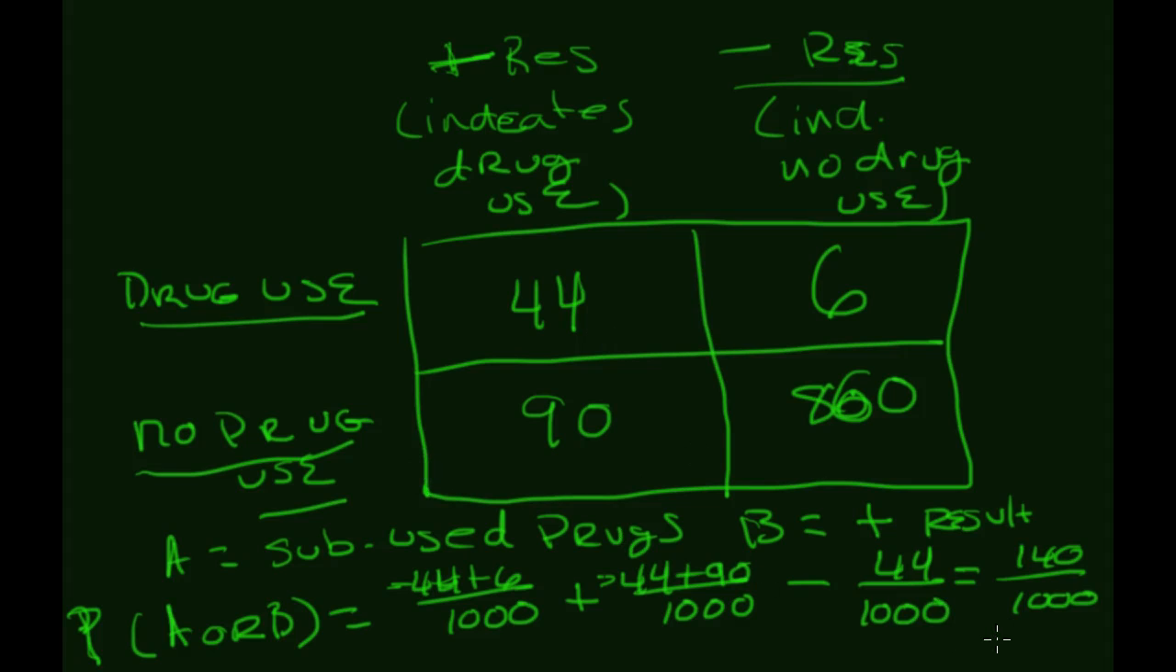So probability-wise, that's 0.14. So that's like 14% of the whole are either in category A, they're subjects who use drugs, they're in category B, they got a positive result, or both. So it'd be 14% of the population.